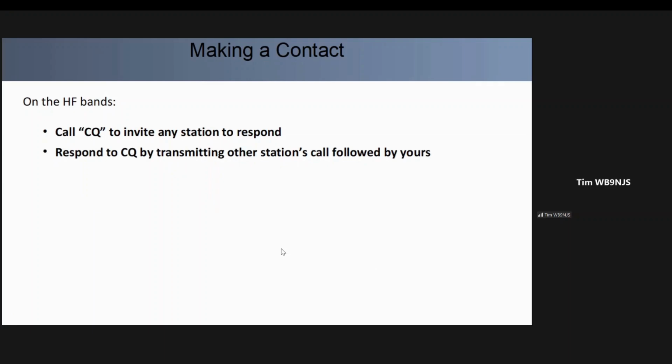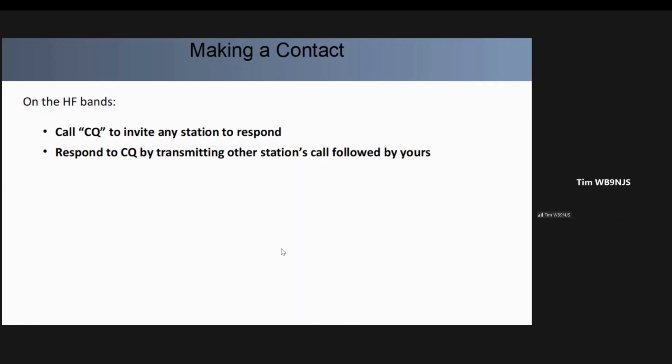So say you hear someone on HF calling CQ, and you'd like to respond. How do you do that? Well, you respond to a CQ by transmitting the other station's call sign first, followed by yours. So if I heard Mike, KC6MGM, calling CQ, CQ, CQ, this is KC6MGM, listening, and I wanted to respond, I would say KC6MGM, this is WB9NJS. So you call the station that's calling CQ, you give their call, and then you give yours.